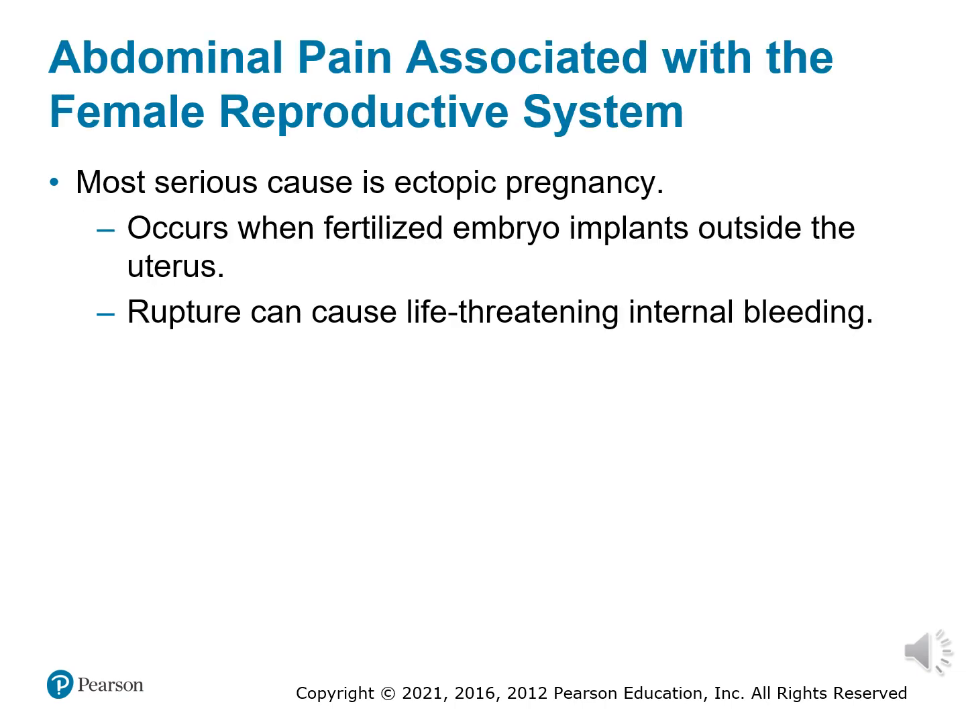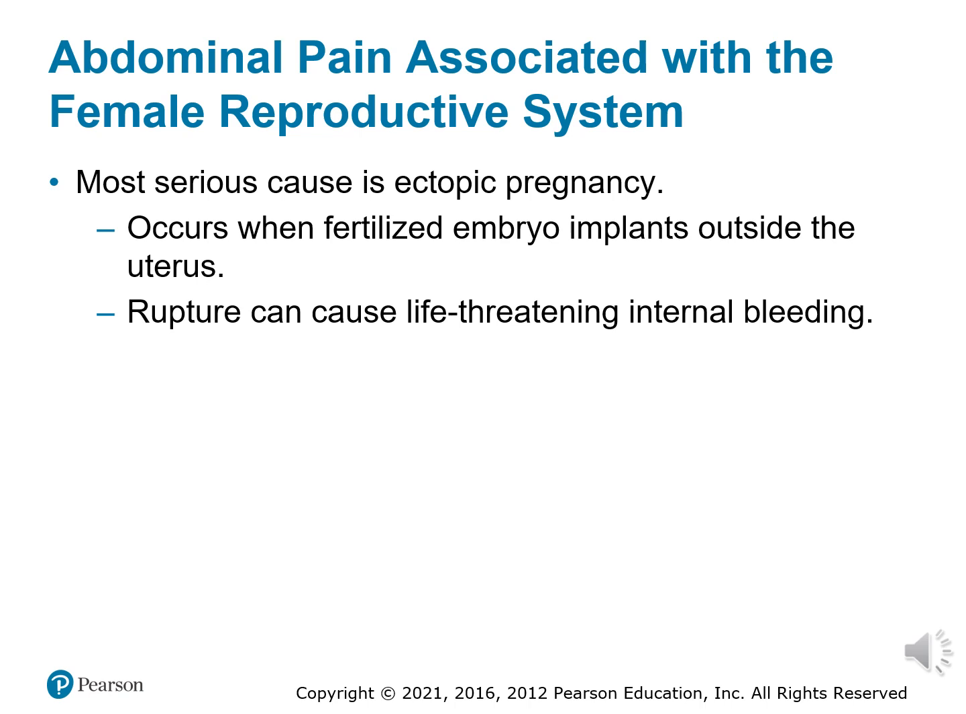And the last one we're going to talk about is abdominal pain associated with the female reproductive system. Although abdominal pain associated with the female reproductive system will be discussed later in the chapters, it is mentioned here just so you have an idea.